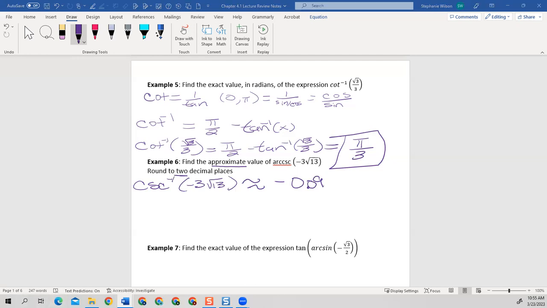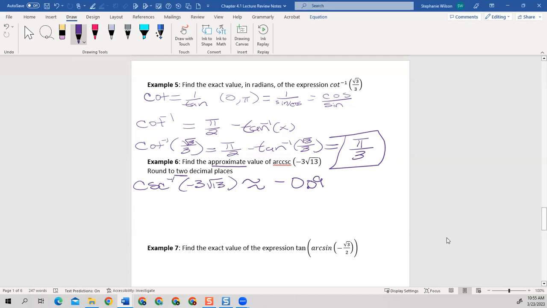Okay. Now let's do the next example, 7. Get our screen to scroll down for us. All right, well, let's just work right here for right now.